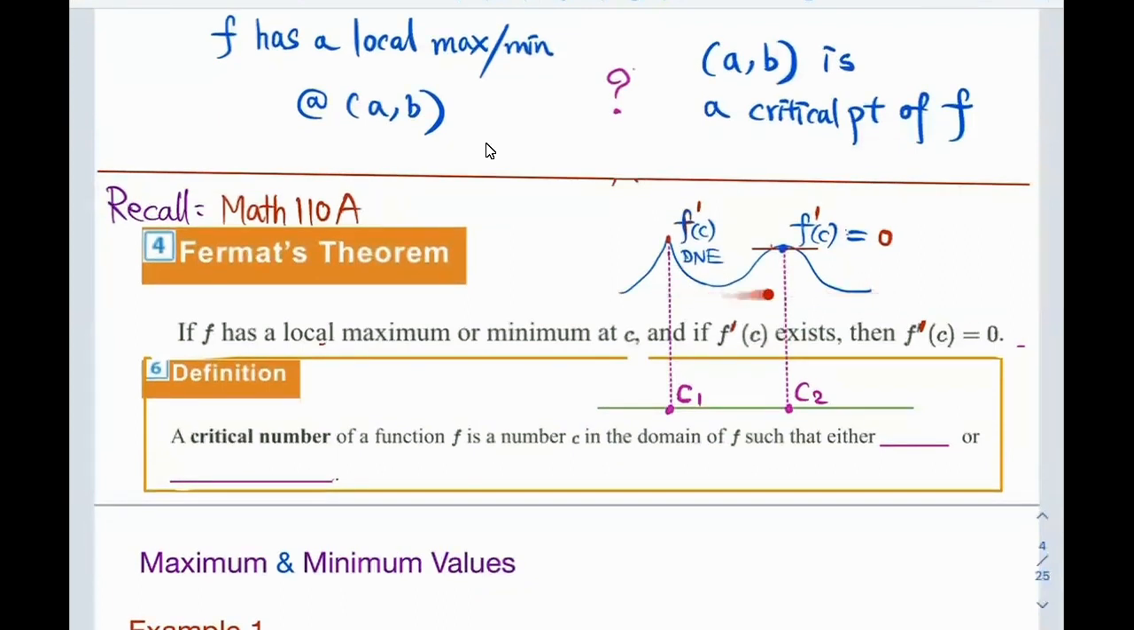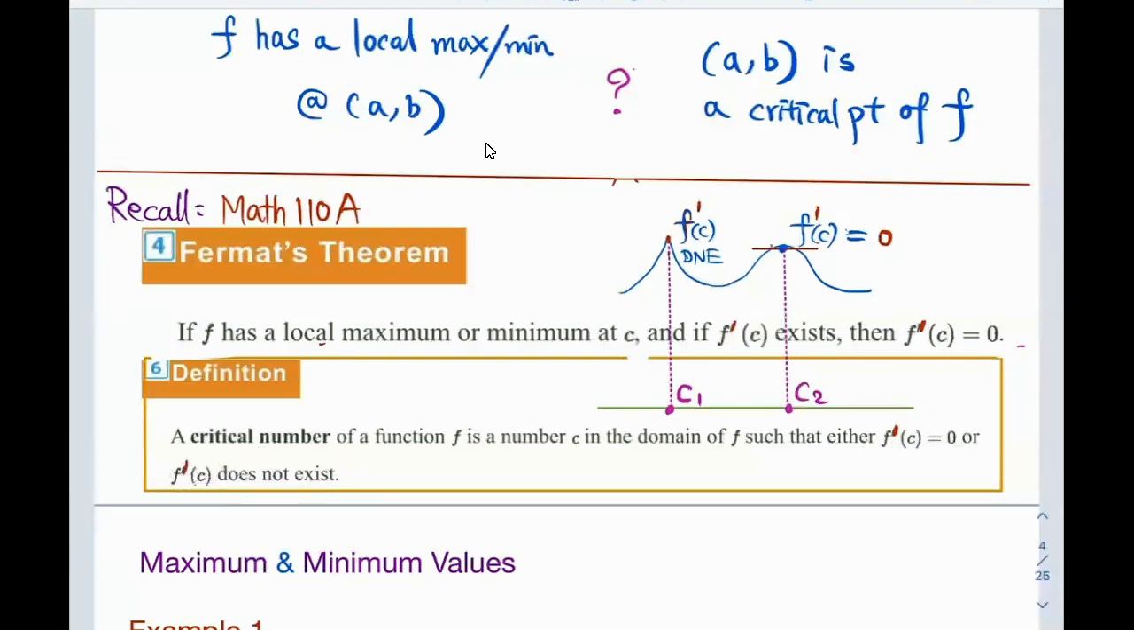Looking at this, what do you think? What's the definition for critical number? Either the derivative at c will be equal to 0 or the derivative does not exist. So these two are critical numbers. Okay, so that's the definition of critical number. It's a number in the domain of the function such that either the derivative equals 0 or does not exist. Okay, so remember that.